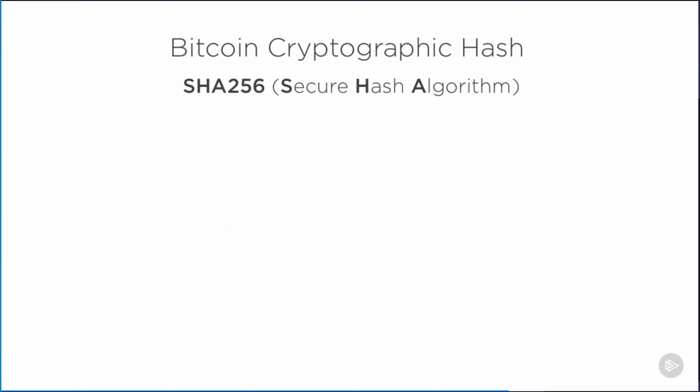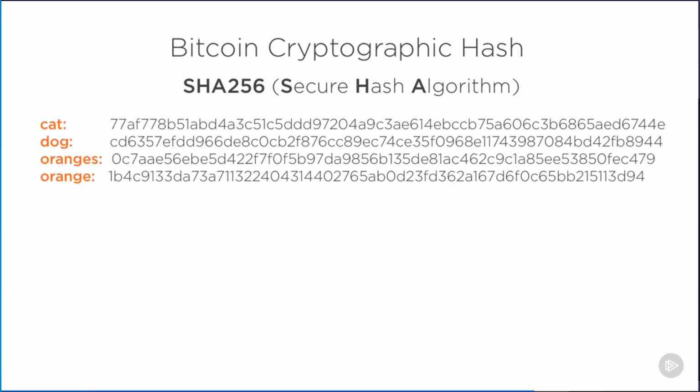The cryptographic hash used in Bitcoin is called SHA-256, which maps inputs to a 256-bit number, and is much more sophisticated. Here are the results of cat, dog, oranges, and orange singular. Note how orange and oranges are completely different. It's impossible to deduce anything about the input based on the output.